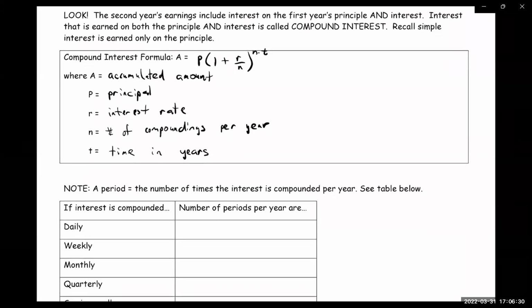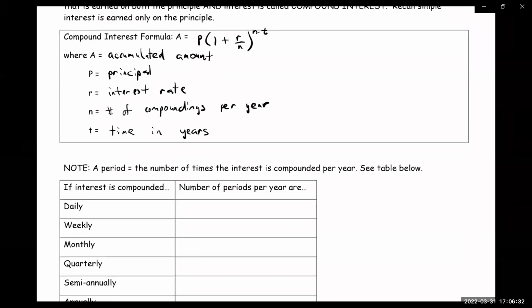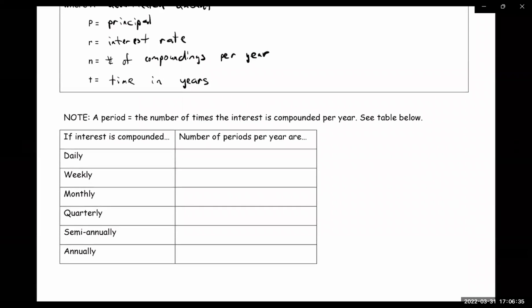All right, so let's go over this. Here's what the N means. It says a period, the number of times that the interest is compounded per year. So if they say daily, we're supposed to assume that there's 360 days in a year. So N would be 360. If they say weekly, there are 52 weeks in a year. If they say monthly, there's 12 months in a year.